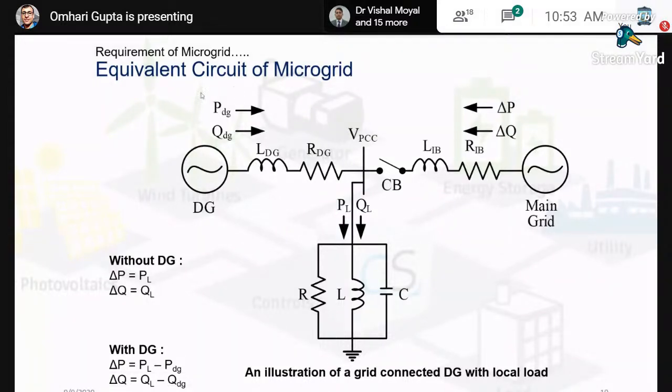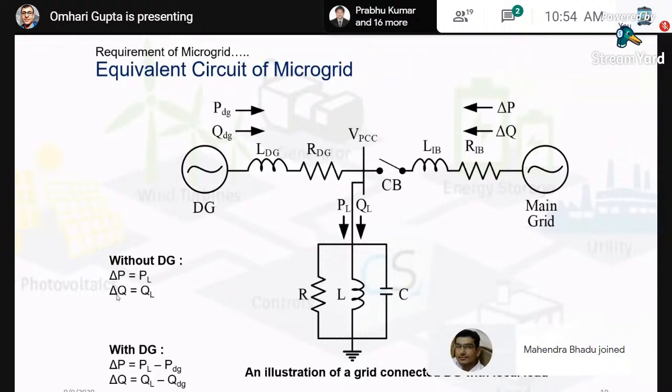If this DG power is perfectly equal to the load power, that means this delta P will be zero. No power is required to be drawn from the utility or main grid. That is why we have intentionally kept delta P and delta Q. Now suppose you do not have any power supplied from the DG, that means PDG is zero, QDG is zero. So without DG, the equation will become delta P is equal to PL, delta Q is equal to QL. That means all of the power requirements are being fulfilled through the main grid.